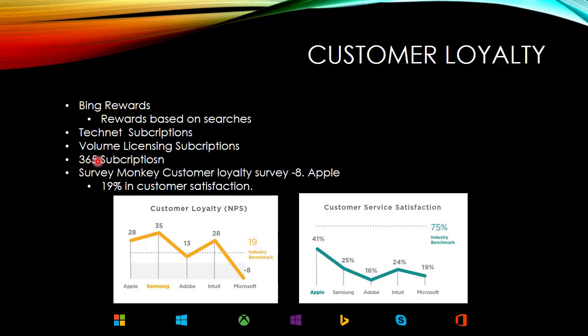TechNet subscriptions. TechNet subscriptions are used for the technically savvy individual, where they purchase a subscription from Microsoft and they get incentives: pre-releases of software, trial versions, and you get to test and beta products before they're even out on the market. This is all on the software and server licensing side, but it's a really, really cool subscription that technicians can subscribe to.